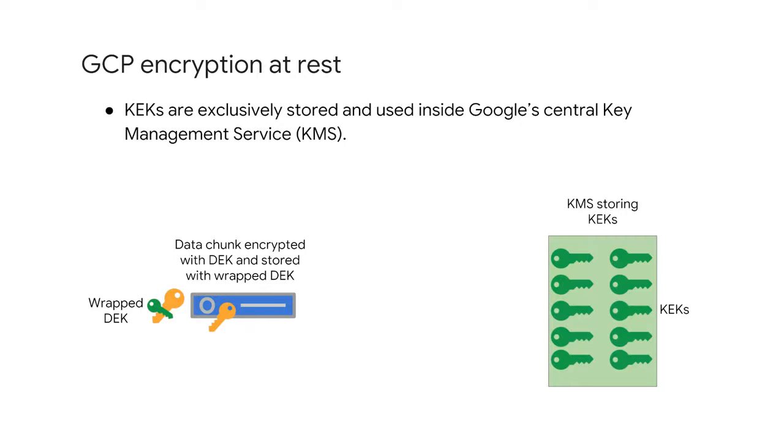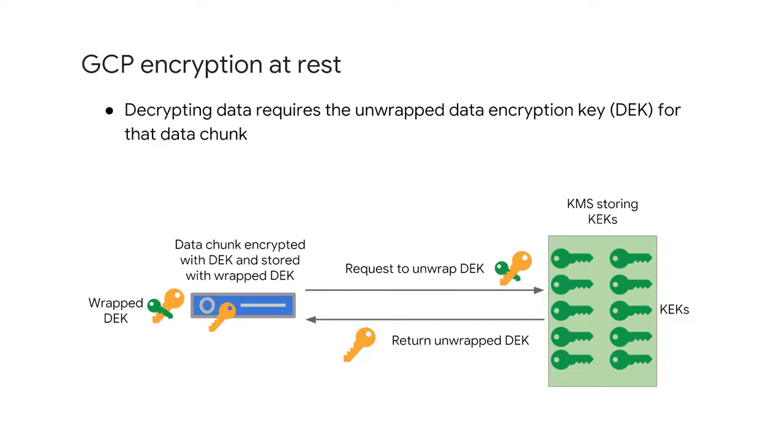The key encryption keys are exclusively stored and used inside Google's central Key Management Service, or KMS. KMS-held keys are also backed up for disaster recovery purposes and are indefinitely recoverable. Decrypting data requires the unwrapped data encryption key, DEK, for that data chunk. When a Google Cloud Platform service accesses an encrypted chunk of data, here's what happens.